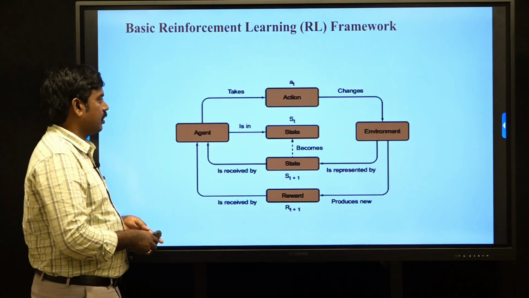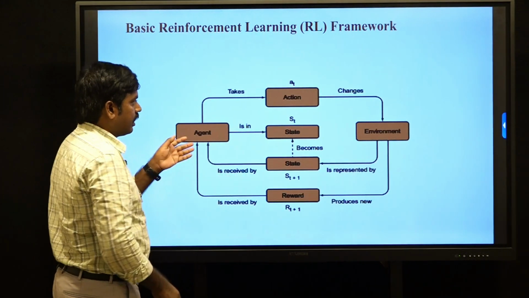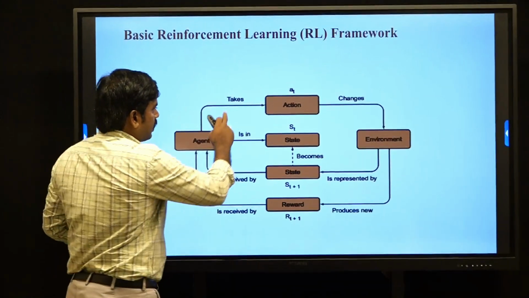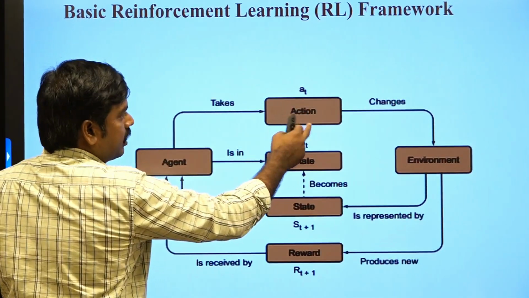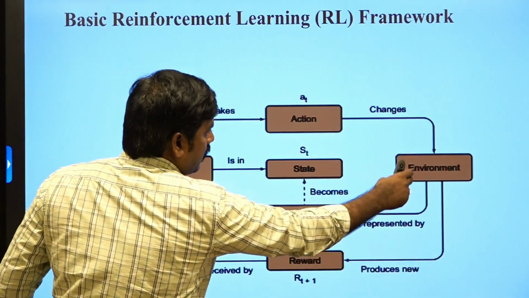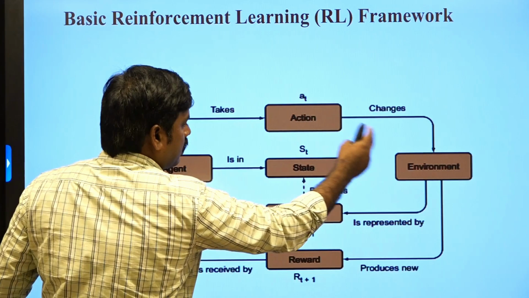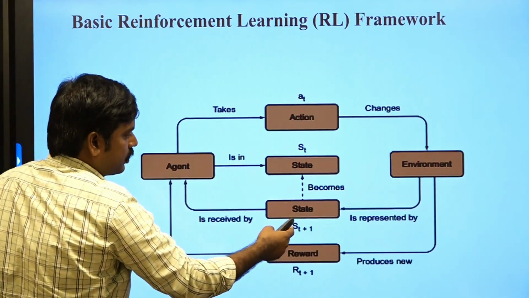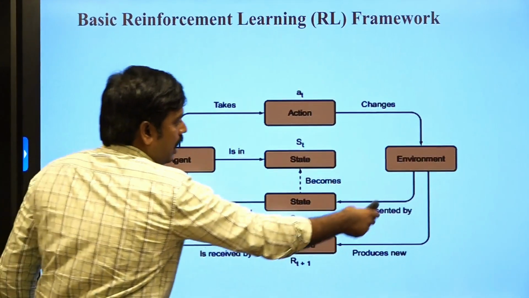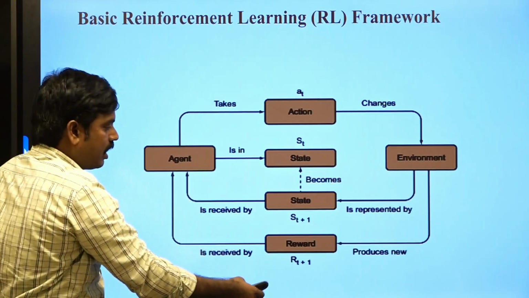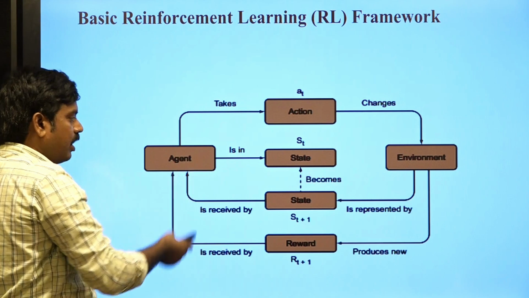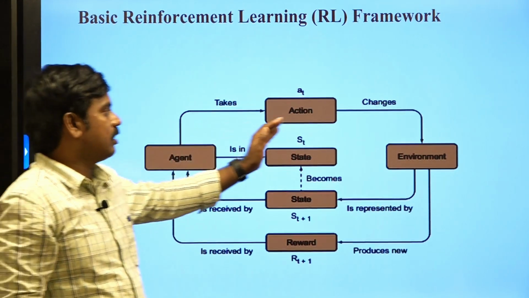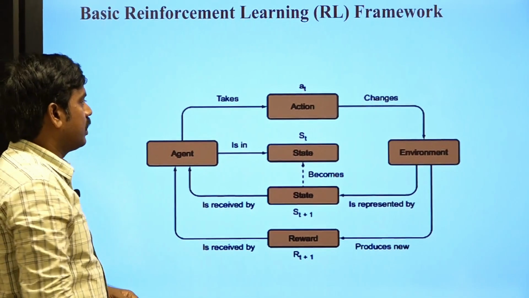Reinforcement learning basic framework. The agent takes an action A_t on a particular state S_t. It changes the environment. The environment is affected by the action and the state of the environment is changed, that is S_t+1, and the environment produces the new reward, that is R_t+1. It is received by the agent. This is the basic framework of reinforcement learning.